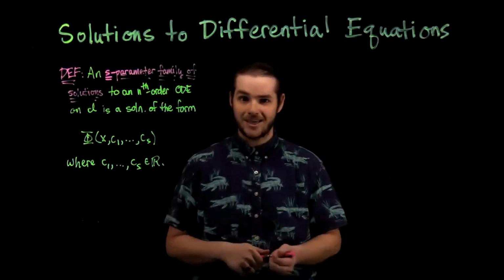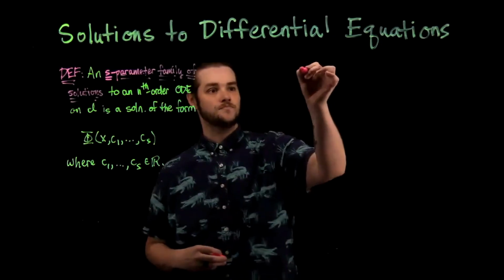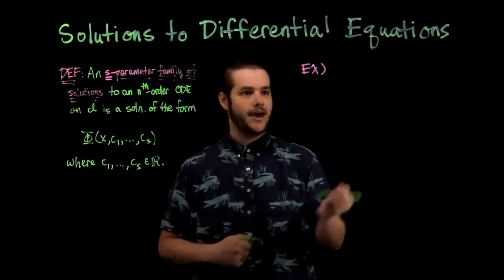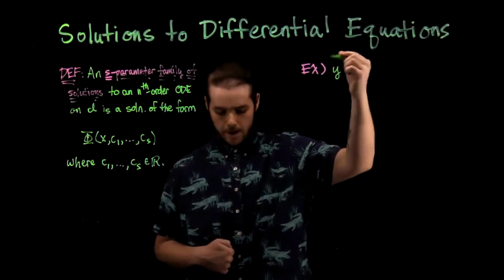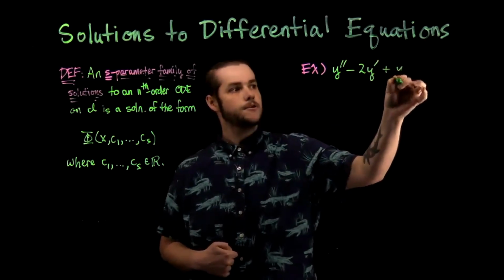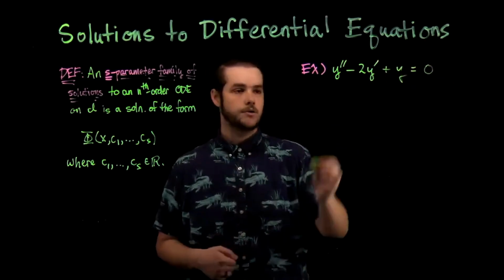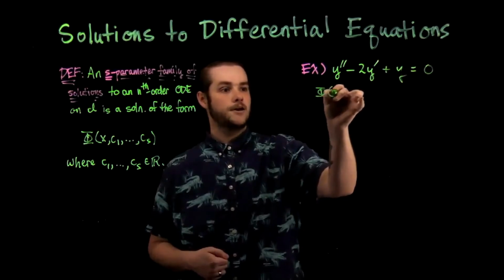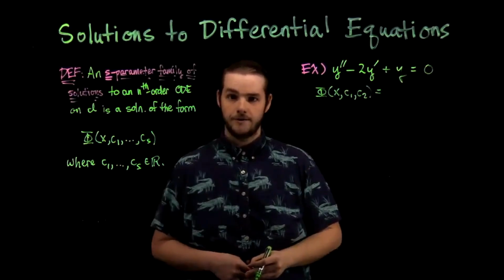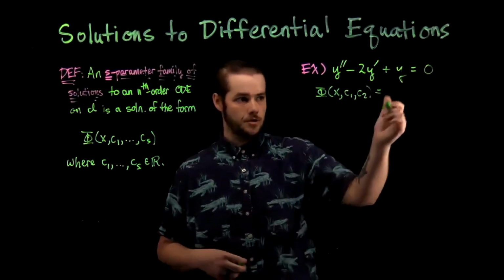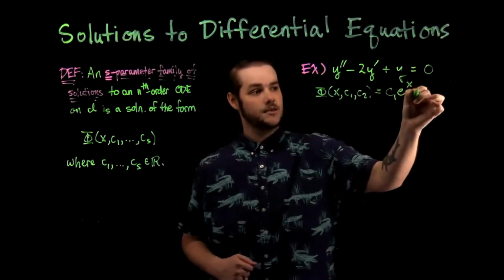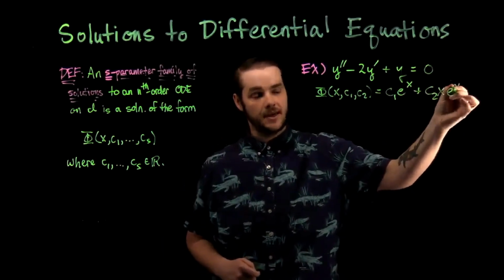Let's take a look at a quick example that will come up in the next section. So, foreshadowing here. Let's look at the differential equation y double prime minus 2y prime plus y equals 0. Now I claim that the function capital Phi of x, c1, and c2 is a two-parameter family of solutions to this equation, where phi is equal to c1 e to the x plus c2 x e to the x.